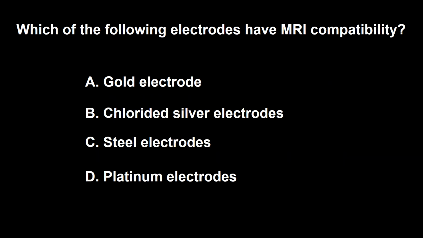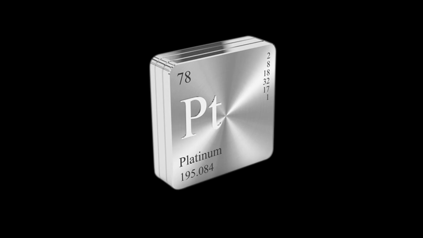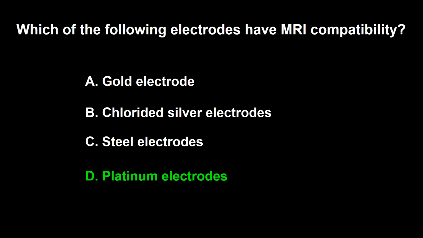Next question. Which of the following electrodes have MRI compatibility? A. Gold. B. Chloride silver electrodes. C. Steel electrodes. D. Platinum electrodes. The answer is the metal that you're seeing in this frame, which is platinum. So the answer to this question is D.